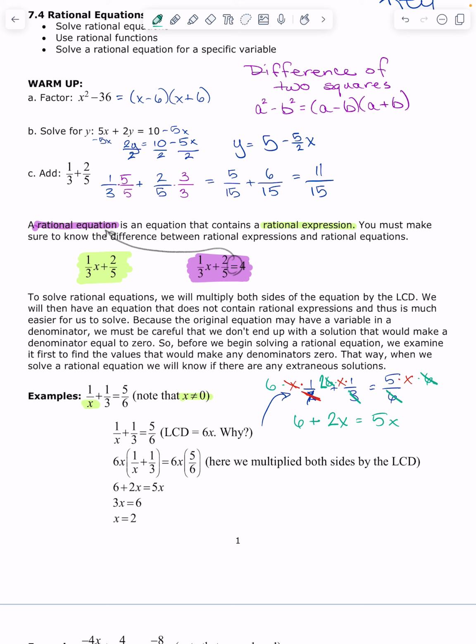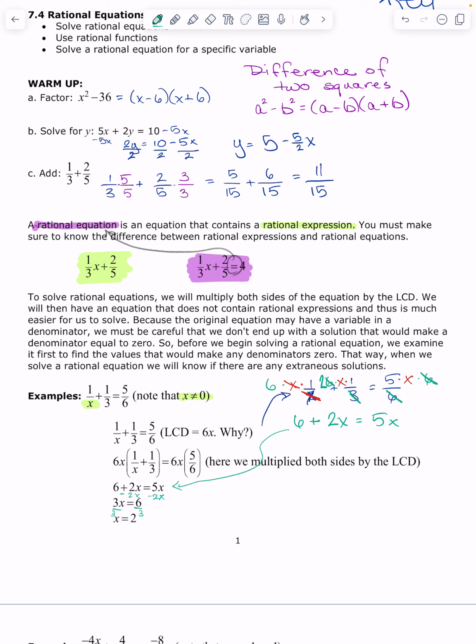I have variables on both sides. And so we're going to come on down here. We're going to subtract the 2x from each side. Notice here it got flipped around. 6 equals 3x is the same as 3x equals 6. And then we're dividing both sides by 3 to get a solution of x equals 2.